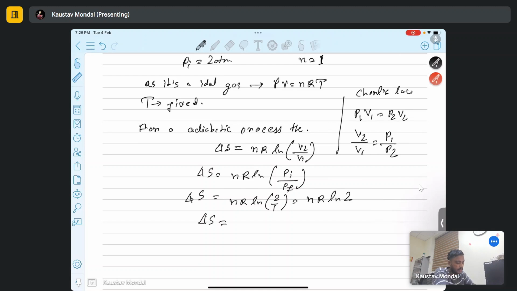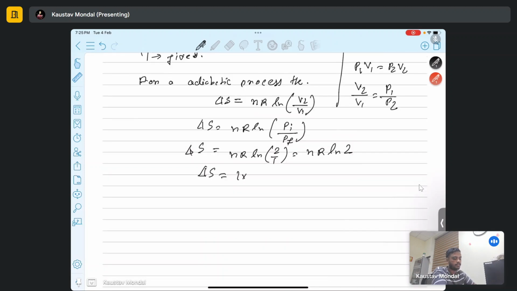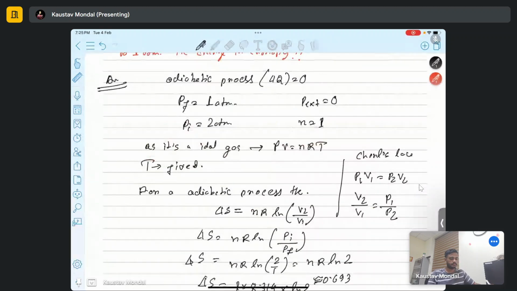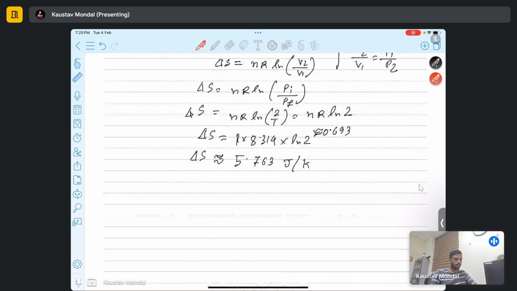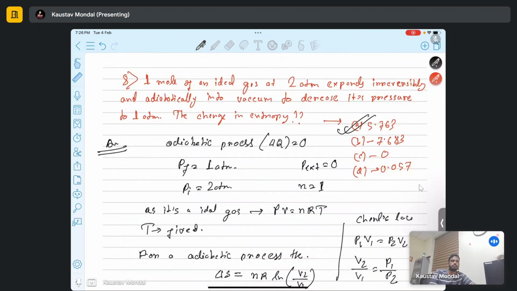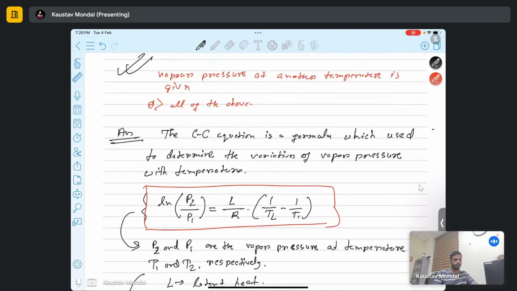So delta S should be simply n, which is here 1, right? n into R is basically 8.314 into ln 2. ln 2 you know is 0.693. So if you calculate, this will give you delta S almost equal to 5.763 joule per Kelvin. So in the problem, I forgot to write the options, but these were basically the options. A was 5.763, B was 7.683, C was 0, and D was 0.057. Here you got option A as the correct answer, right? So option A is the correct answer. Okay, this is problem number 8 we have already done.